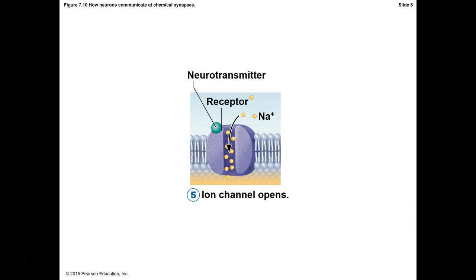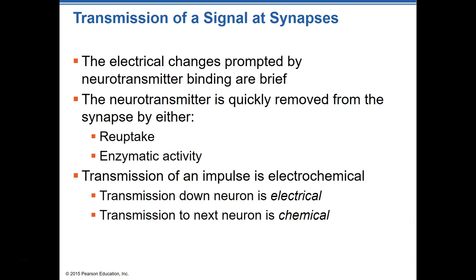Okay? All right, so that's what the neurotransmitter does, it's like a key and a lock. We put the key in the lock and it opens the door and sodium rushes in and it causes that membrane on the target organ or the target tissue or even the target neuron to open up. There's a brief binding, but that neurotransmitter is quickly removed by either reuptake or an enzyme.